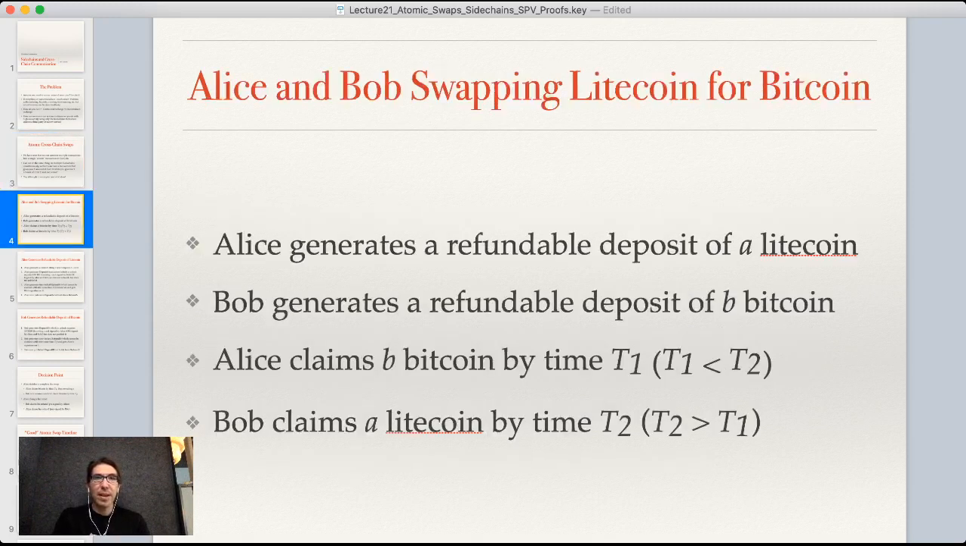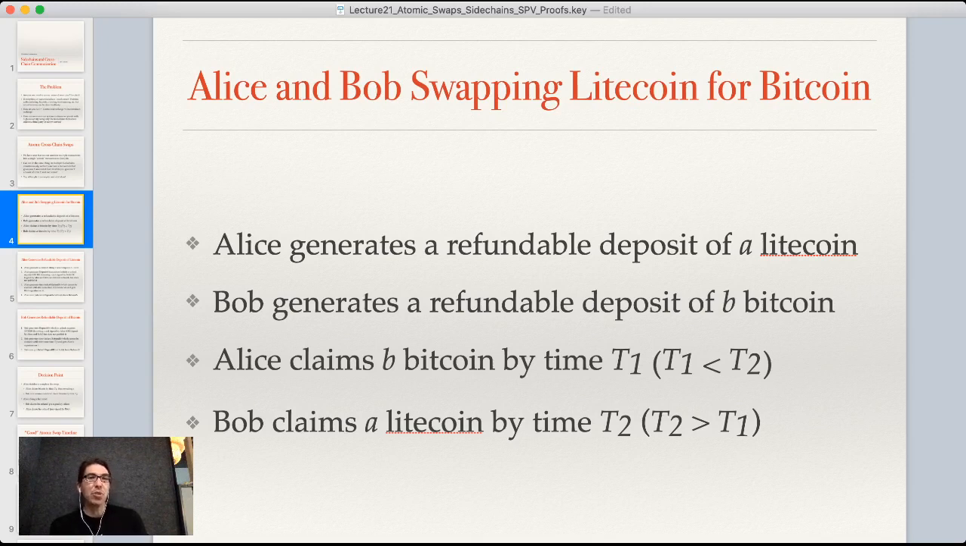So let's start with an example. Our old friends Alice and Bob want to swap Litecoin for Bitcoin. Alice has some Litecoin and Bob has some Bitcoin, and they would like to trade with each other. Alice is going to do a few things. First, she's going to generate a refundable deposit of a certain amount of Litecoin, and then she's going to be able to claim B Bitcoin in a certain time, before a particular time limit, T sub 2. And then Bob is going to claim his Litecoin at some point after that.